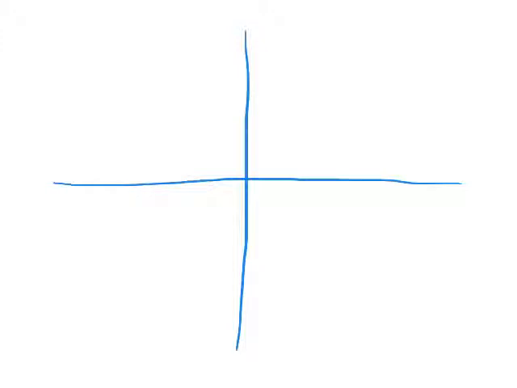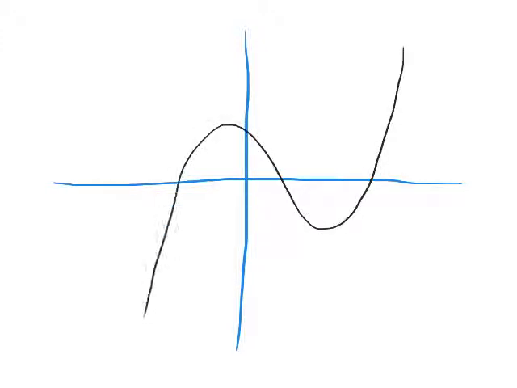So if I have a graph that maybe does this, I may not be interested in this stuff right here. I may just be interested in what's going on over here and what's going on over here. What is happening on both ends of this graph? Well, the leading term of a polynomial function determines what's going on in the end behavior.